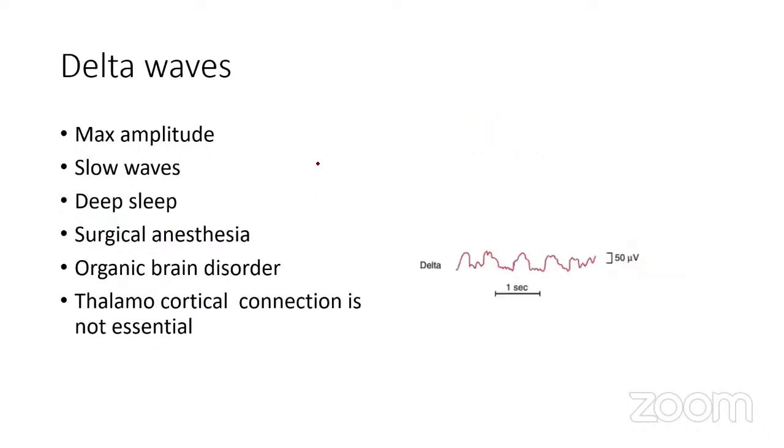Delta waves. Delta waves have maximum amplitude, low frequency. They are known as slow waves. They are seen in slow wave sleep, or NREM stages 3 and 4, the deep sleep stages. Also in deep sleep or surgical anesthesia and organic brain disorders. Here, thalamocortical connection is not essential for the production of delta waves. These are important points regarding delta waves, which have the maximum amplitude.